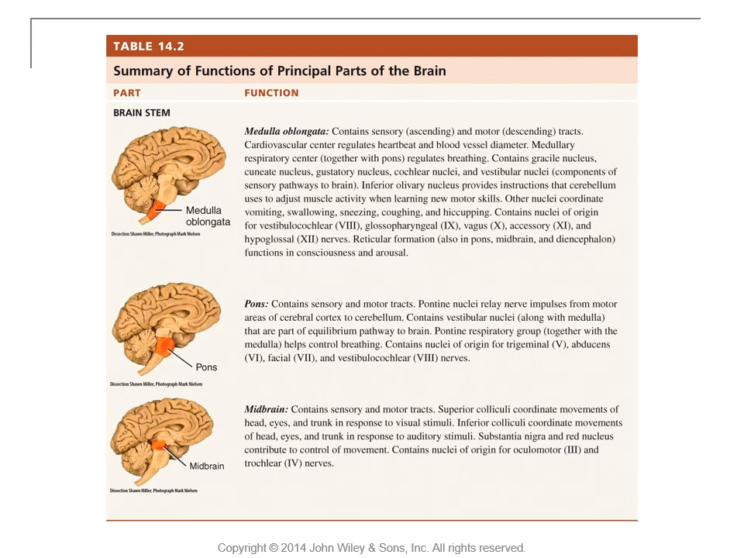So here's a little cheat sheet for you guys to kind of go over what we just talked about here for all three parts of the brainstem. So the medulla, the pons, and midbrain also gives a nice little synopsis of what cranial nerves will branch off each portion of the brainstem.